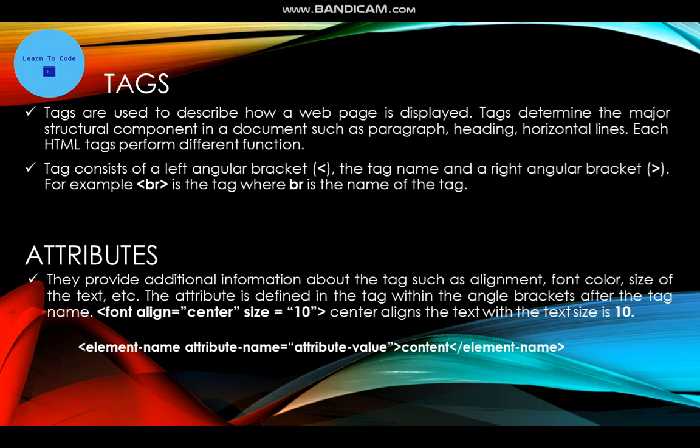And a tag contains attributes. They provide additional information about the tag, such as alignment, font, color, size of the text, etc. The attributes are defined within the angle brackets after the tag name, like angular bracket font align center. So the attributes are like alignment, center, and size 10. The general form of defining an attribute is the element name, attribute name, and attribute value, then the content, then the element name in the closing tag.